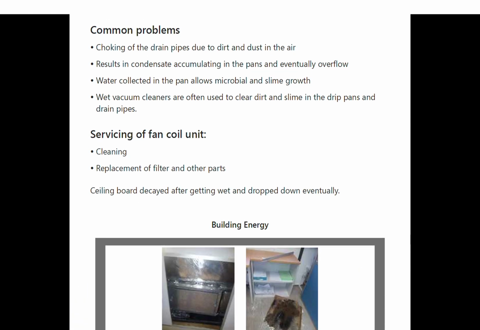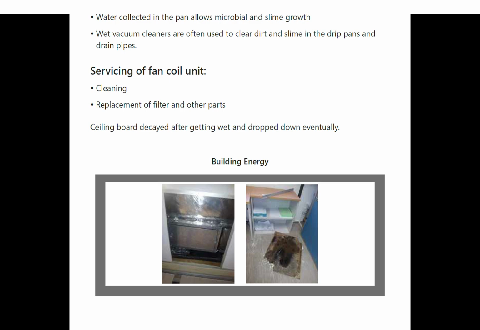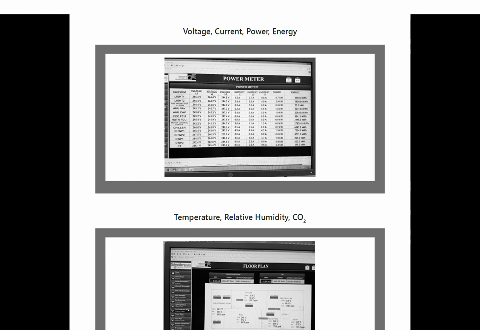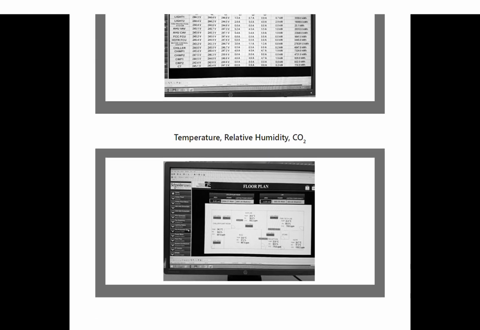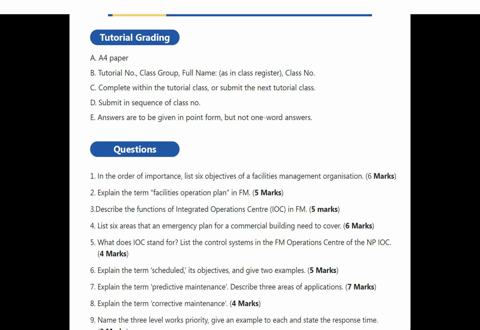Then a common problem is choking of the pipe, and of course a wet vacuum cleaner can be used. Servicing of the fan coil unit sometimes needs replacement as well as cleaning. Sometimes it gets dirty and chalky, and then eventually it's not so good, so we replace that. So we have power meters and relative sensors to track. So these are chiller plant photos, which we have worked on before.